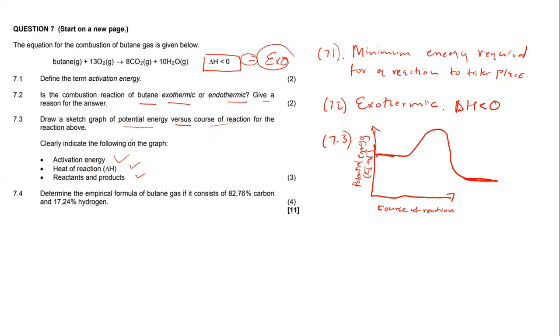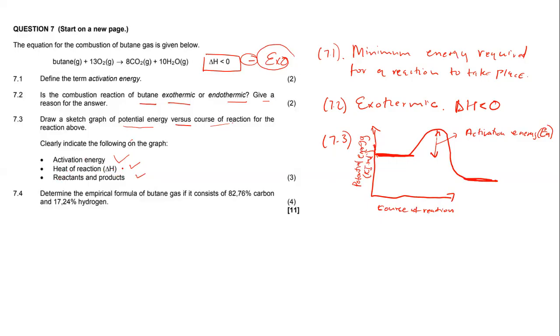Activation energy. Remember what they say to you, activation energy is between the reactants and the activated complex, right? Because it is the energy that you need for the reactants. So from here to there, we're going to call it activation energy. This will be your activation energy, which is denoted by EA.